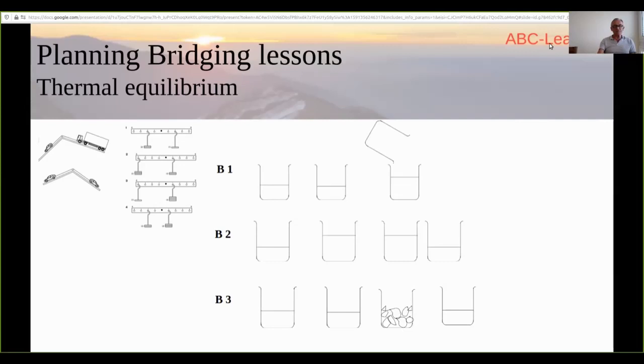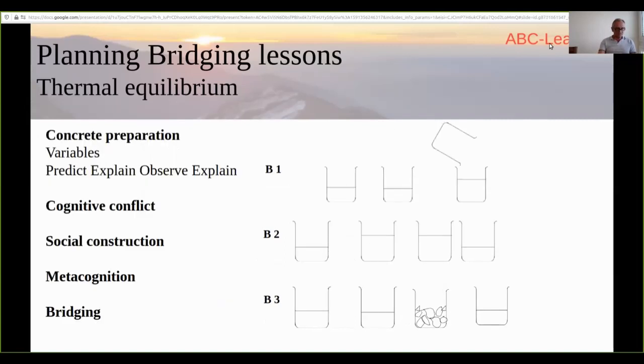But there were students amongst the group who had that concept, which meant that cognitive conflict and social construction were really fruitful. Then it moves on to a much more challenging situation where we have 0 degrees Celsius water compared to 0 degrees solid ice.